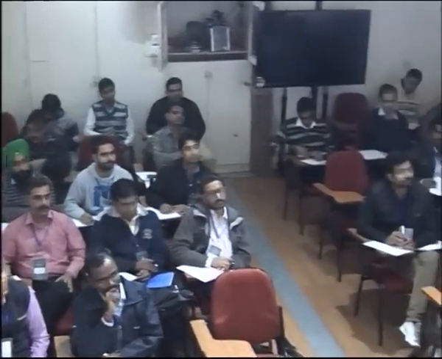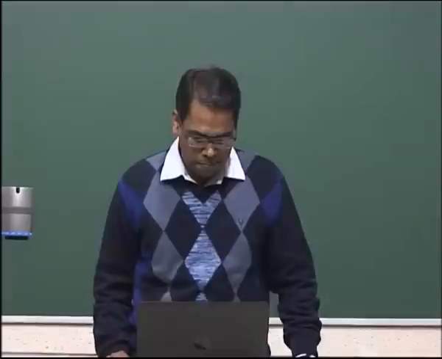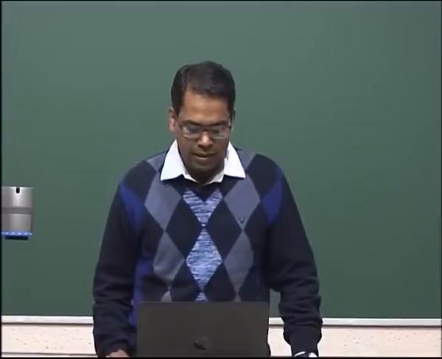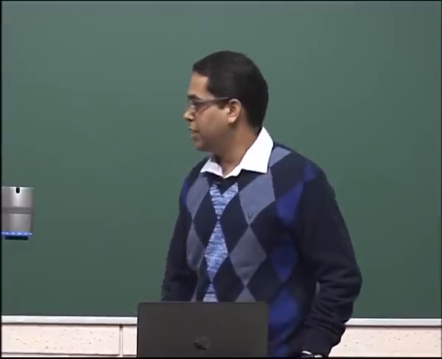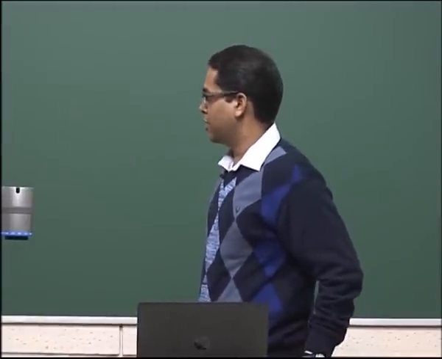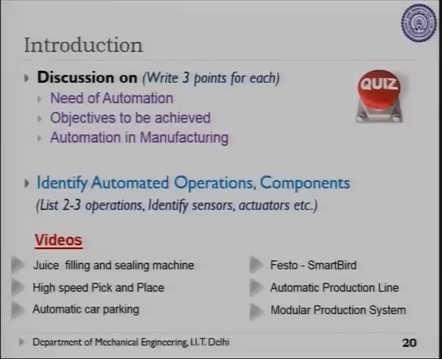It's good. So I assume that you have a basic understanding about the need of automation and what you are trying to do with the automated technologies. So the next task is basically to check your knowledge about the system that you are talking about. I will be showing some videos to you, and what you have to do is write down in your sheet 2-3 operations that you can see in that video. So can you just identify those operations?